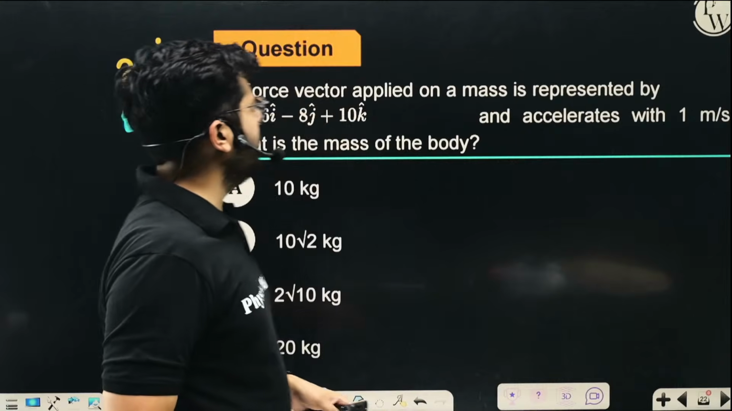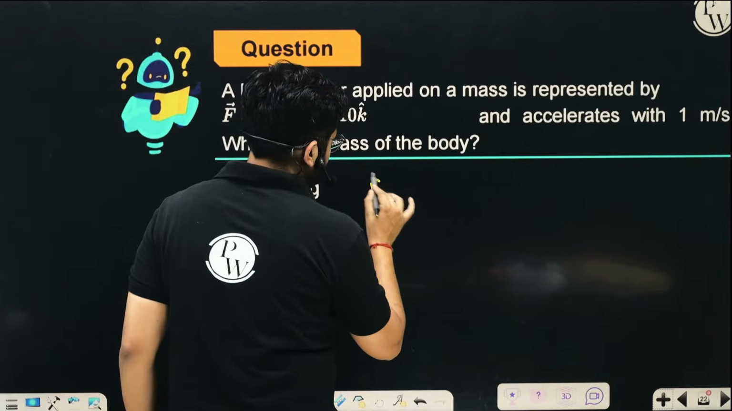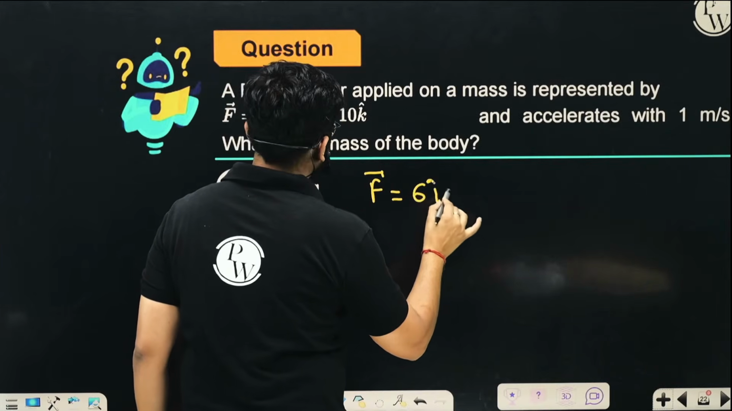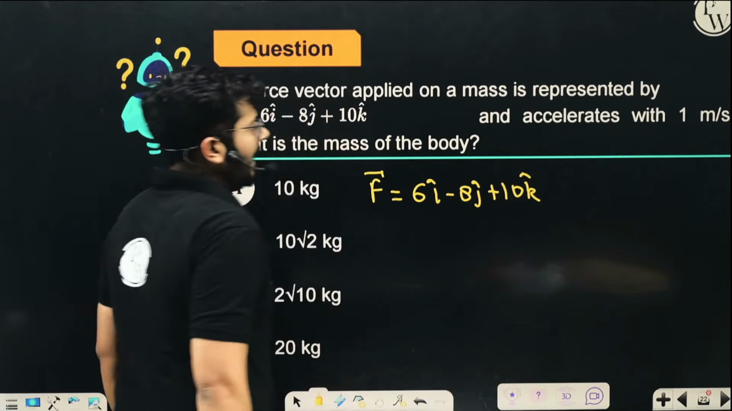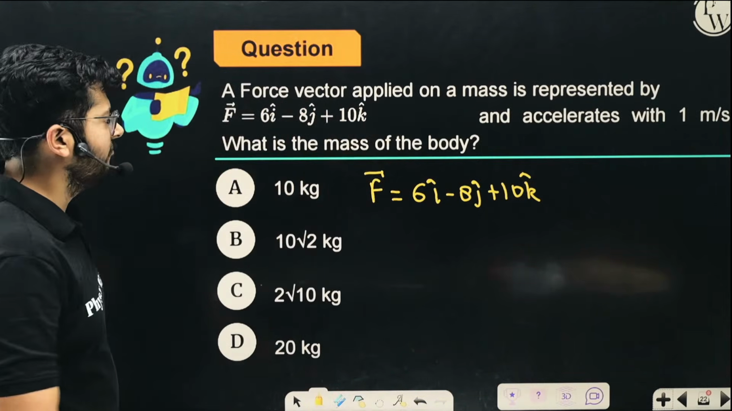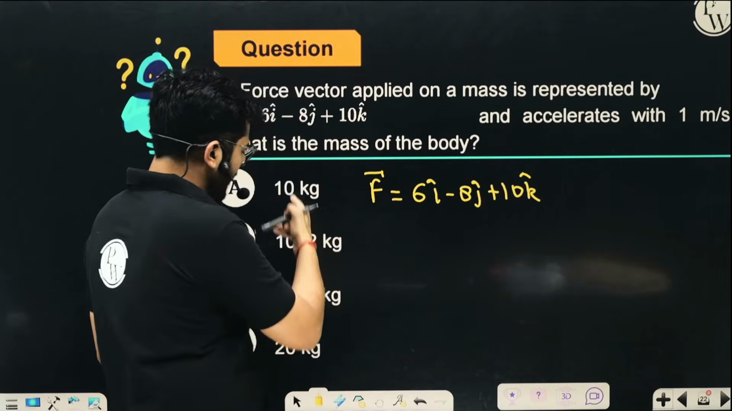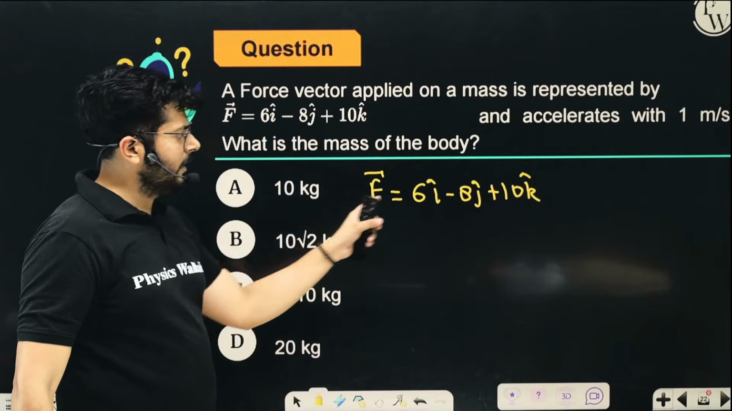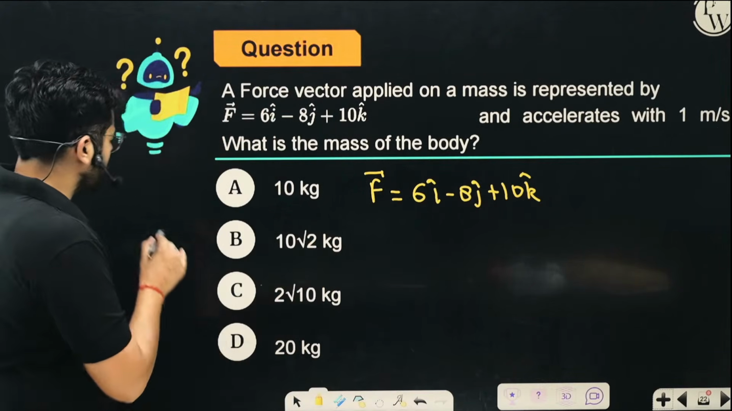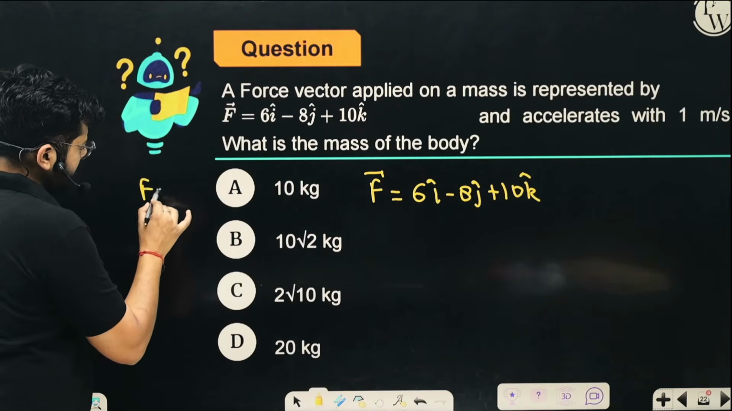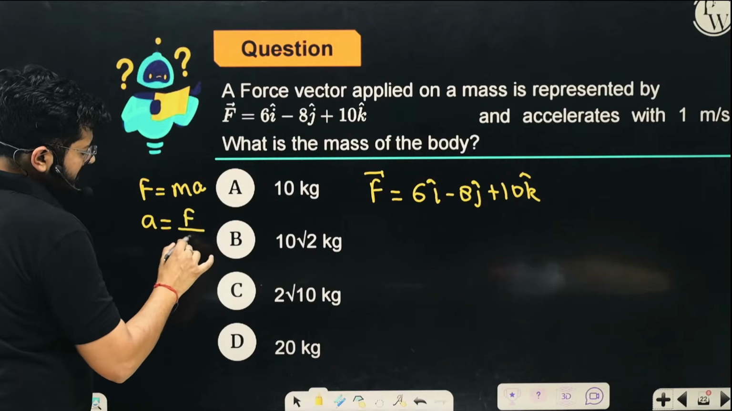So what is really happening over here? A force vector is applied like this. So force vector is 6i cap minus 8j cap plus 10k cap, right? And it is accelerating with the acceleration of 1 meter per second square. So you now know what will be the mass of the body. So mass is a number, right? How will you know that? So here we need to know the magnitude of force, because from the second law, force is mass times acceleration. So acceleration is force upon mass, right?